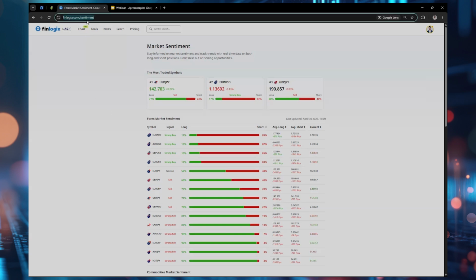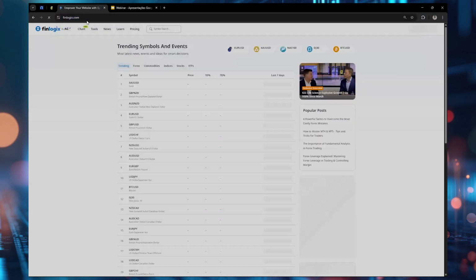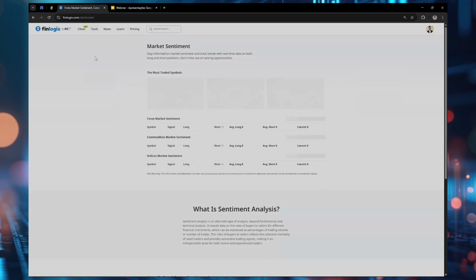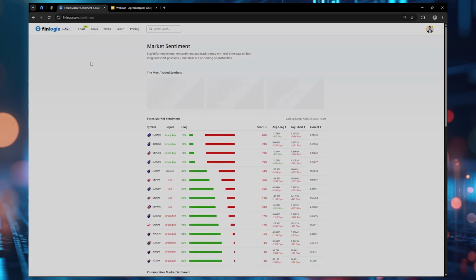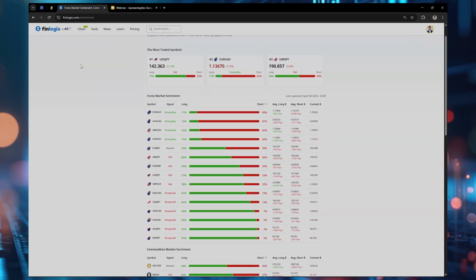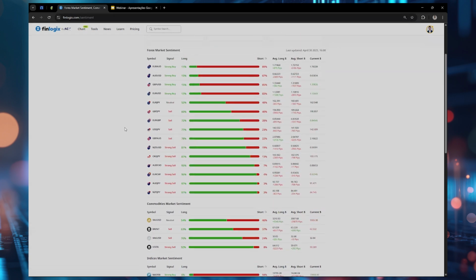The way you access this is typing finlogix.com on your Google, and then coming into tools and then market sentiment. Very, very easy to use. Very straightforward, pretty simple. The way you use here, we only look at the Forex, but of course you can look at commodities, you can look at indices as well. It's going to depend on what you trade.